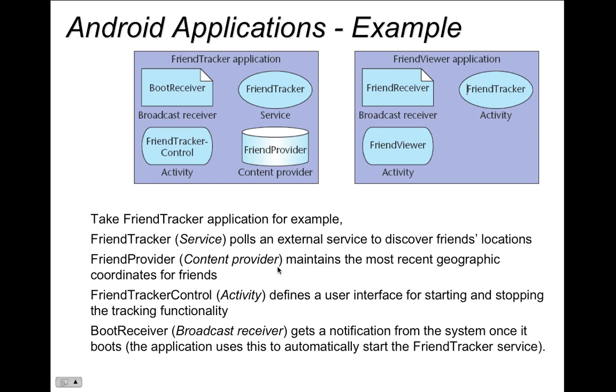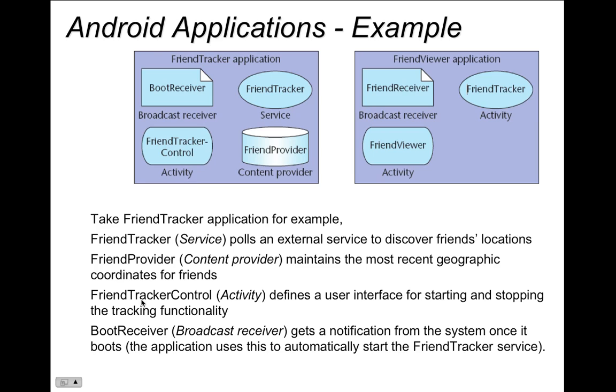And then the friend provider is a content provider. Maintains the most recent geographic coordinates of your friends. In fact, there's a very similar app for this for the iPhone as well that does the same thing. Just can't remember the names of them right now, but the concept's been around for a while. Friend Tracker Control, which is the activity, defines the user interface for starting and stopping the tracking functionality. So the controller itself is going to broadcast or not broadcast, track you or not track you, or go look for other, or start another. Let's say, for example, the activity could bring up, using an intent, start another activity to go view, for example, find viewers, find friends.